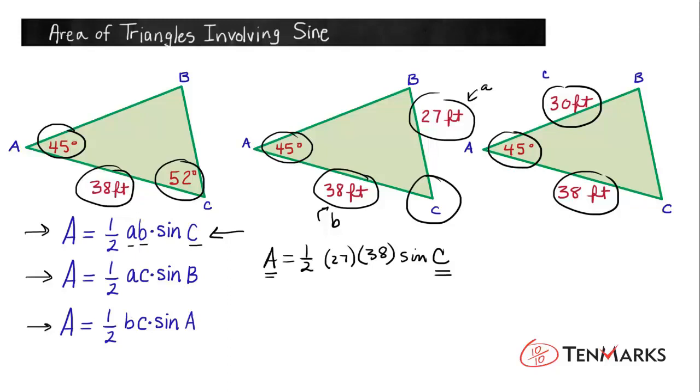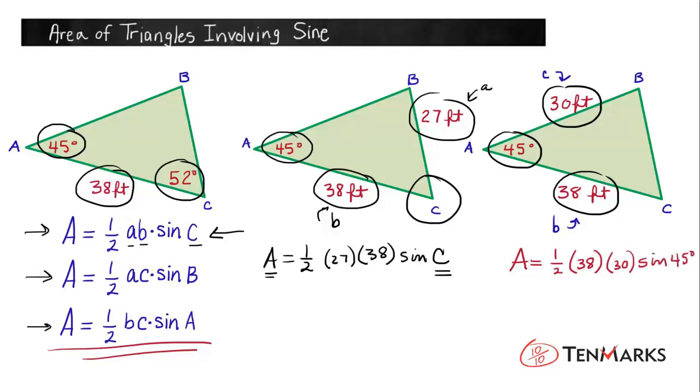Across from angle C, we have the measure of side C, and across from angle B, we have the measure of side B. We also have the measure of angle A. So that gives us enough information to use the formula A equals, we have B and C, so we're going to use this last one here. A equals 1/2 times the length of side B, which is 38, times the length of side C, which is 30, times the sine of angle A, which is a 45-degree angle. And when we evaluate this in our calculators, we're going to get 403.1 square feet for the area of the triangle.